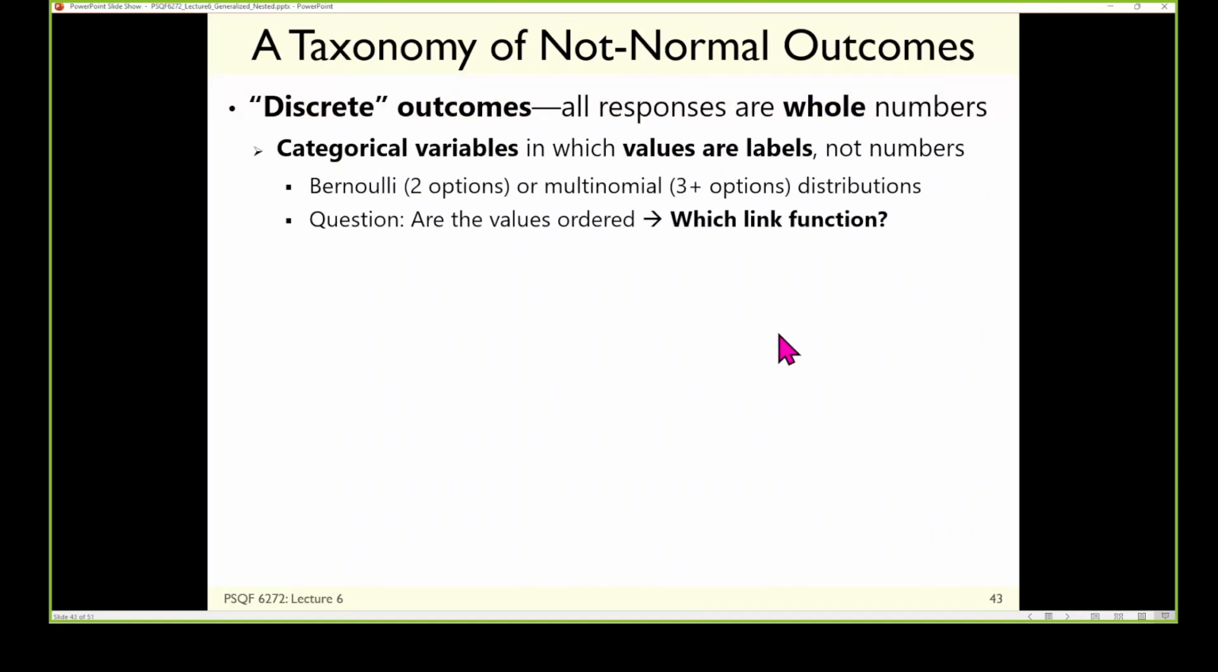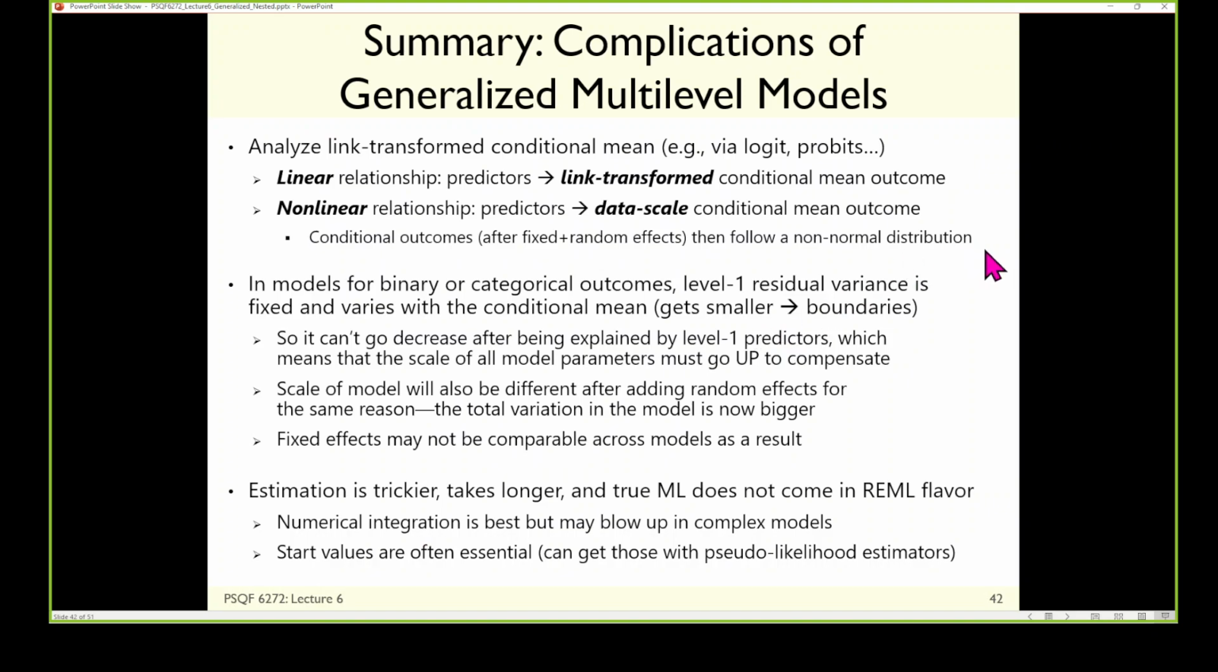All right, so there. Summary, what we talked about thus far. Generalized models are used for outcomes that have boundaries. The linear predictor works the same as usual, but it's predicting a link function, and the linked outcome you can back translate into the data scale. Level 1 residual does not have variance anymore. That means that the model changes scale every time that you add a level 1 predictor. And estimation is trickier, takes longer, and does not come in REML flavor for true maximum likelihood.